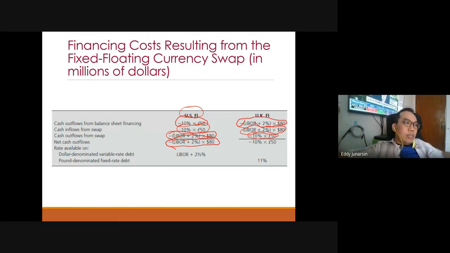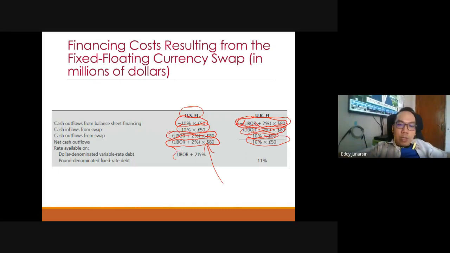Right? So currently they are paying fixed rate in pound. They don't like it. Actually, they want a variable rate in dollar, and this is what they get, exactly what they want. On the other hand, the UK bank, right now they are paying the variable rate in US dollar. They don't like it. Actually, they want fixed rate in pound, and this is what they get from the swap or from the exchange. So they end up paying a fixed rate of 10%, and this is in UK pound. Okay, so they get what they want.